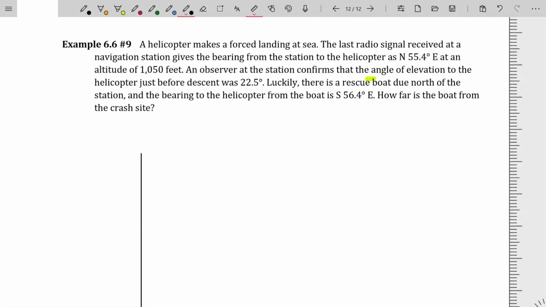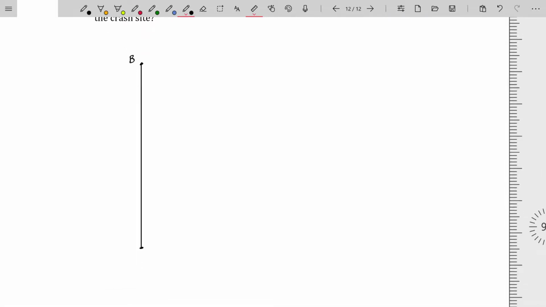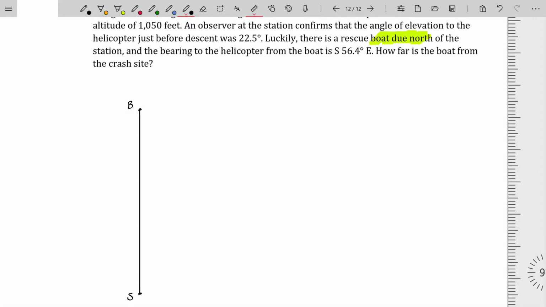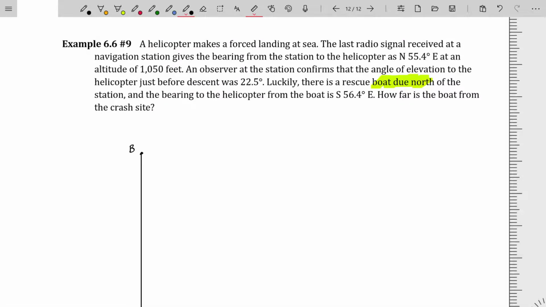And I'm going to draw just a vertical line here. The reason why I'm drawing a vertical line is there's a rescue boat due north of the station. So I'm going to call this point over here B. That's the boat. And I'll call this point S for the station. Now, from the station to look at the crash site, the bearing from the station to the helicopter is north by 55.4 degrees east.